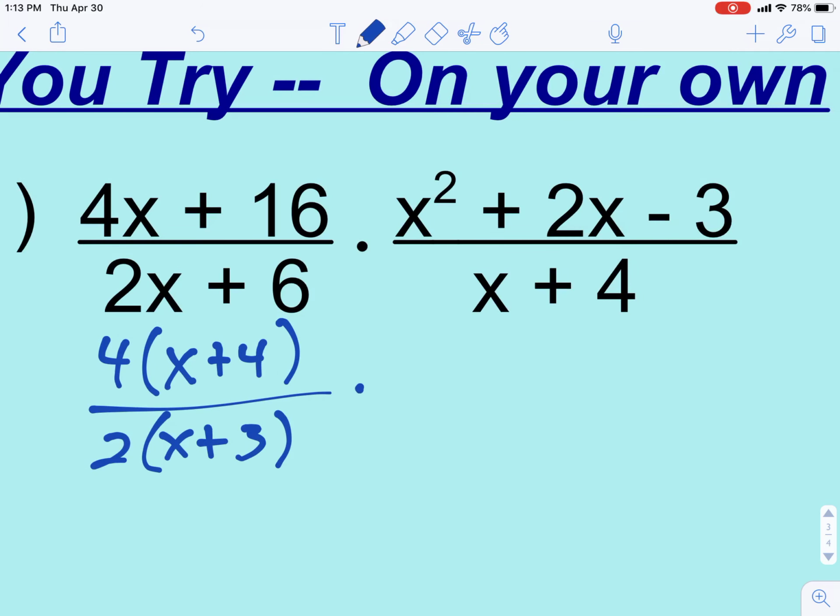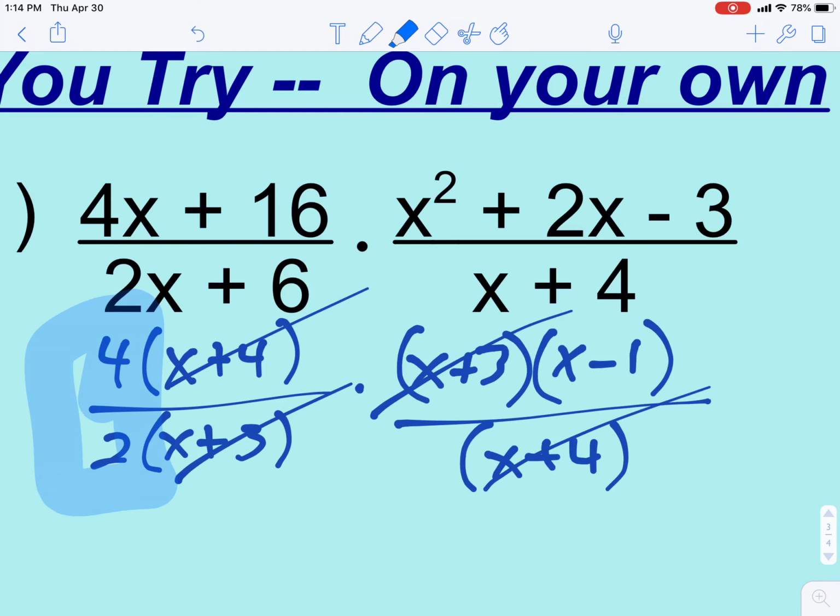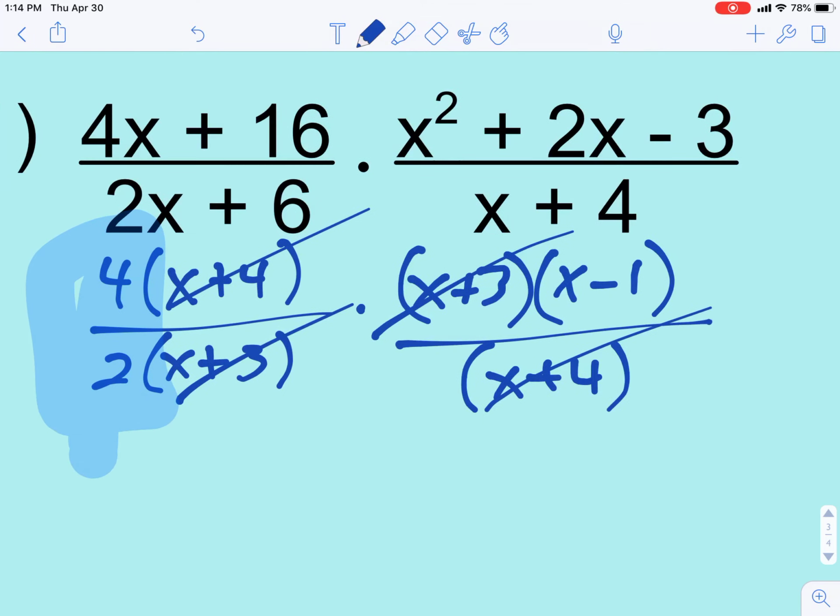Quick trinomial factoring on top. Factors of negative 3 that add to get 2 will be positive 3 and negative 1 again. And the bottom is already factored, so I'll again put the parentheses around the x plus 4, saying this is all or nothing. All right, now we go through ninja style. The x plus 4's cancel out, the x plus 3's cancel out, and then the 4 over 2 reduces down to just a positive 2 on the top. So we're left with 2 times x minus 1. Everything on the bottom canceled out.